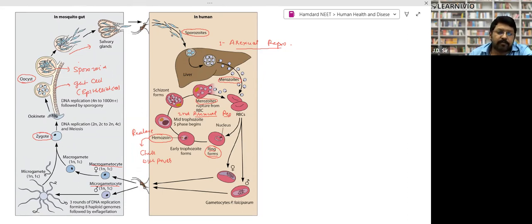These sporozoites from the bloodstream reach the liver. When they reach the liver, inside the liver they start asexual reproduction. The second question: sporozoites perform asexual reproduction, first in the liver, and second in RBC.